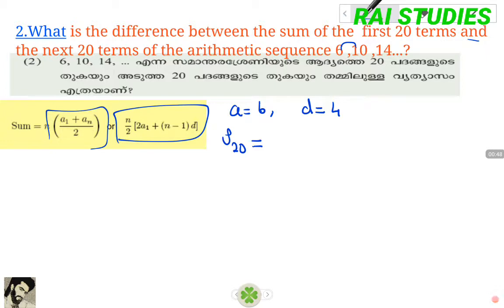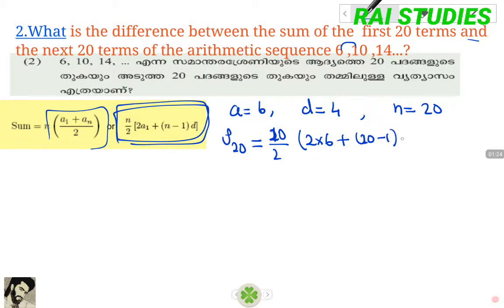So look here, friends. First, we need to compute the sum of these 20 terms of the sequence, and that's equal to n by 2. Here I am considering this equation, n by 2, where the value of n in the first case is 20. First case we are taking 20 terms. So 20 by 2 into 2a1, which means 2 into the first term, that is 2 into 6, plus n minus 1 times d. Here the value of n, I told you, is 20. 20 minus 1 is 19.